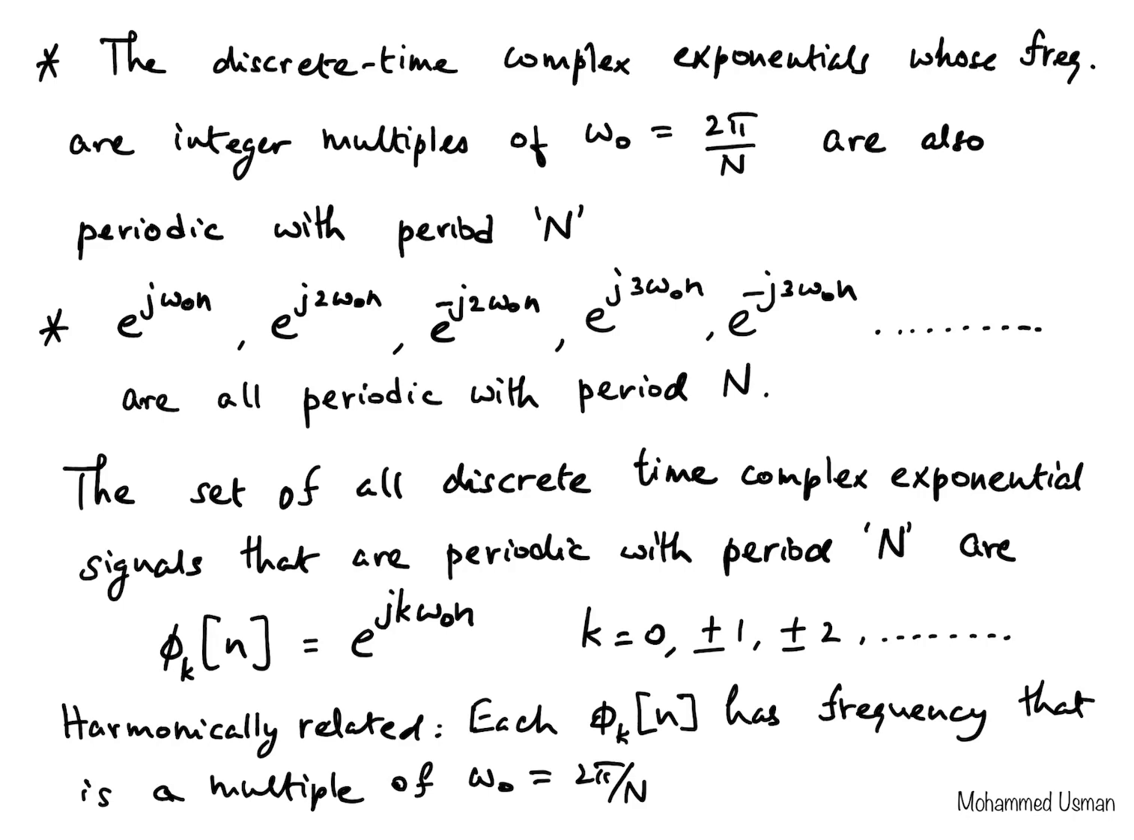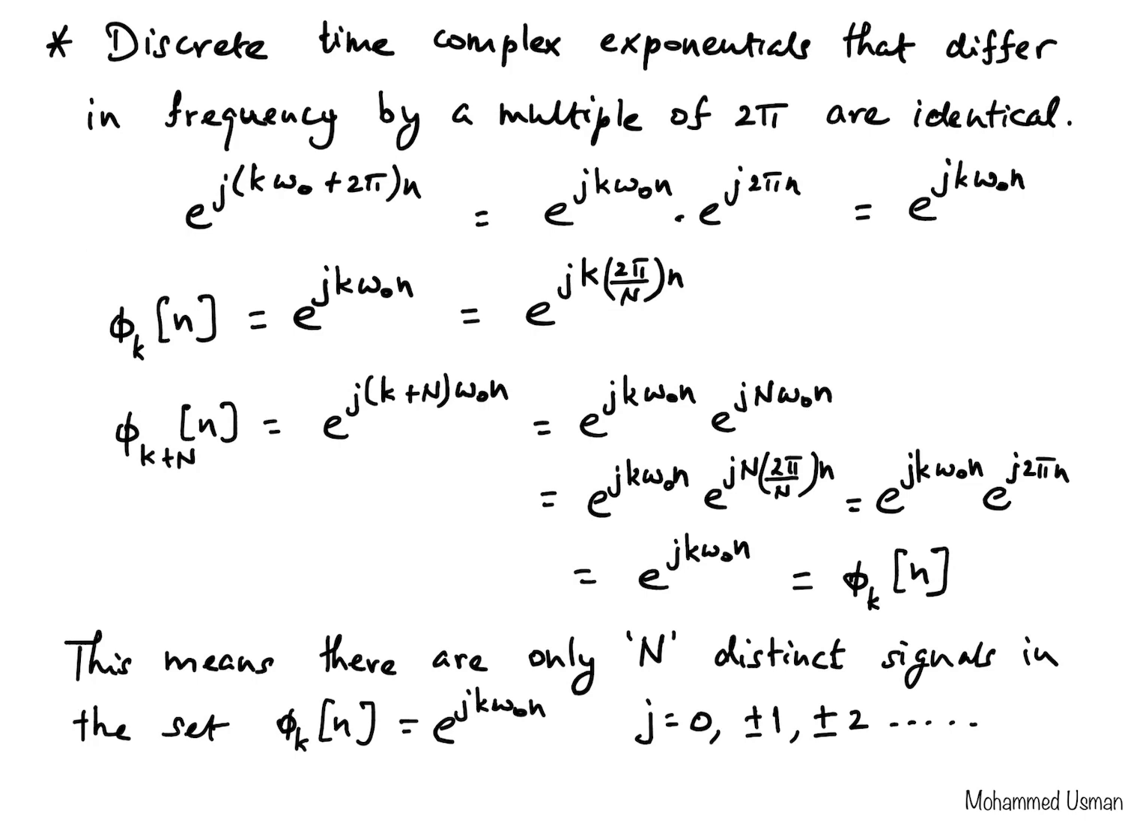So what we see is that each of these components is harmonically related. That means their frequencies are multiples of omega naught. So when e power j omega naught n has a frequency omega naught given by 2 pi by N, 2 omega naught is a frequency of 2 times omega naught, and so on. We call these signals harmonically related because each of them has a frequency that is a multiple of omega naught.